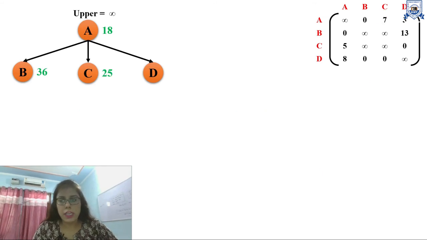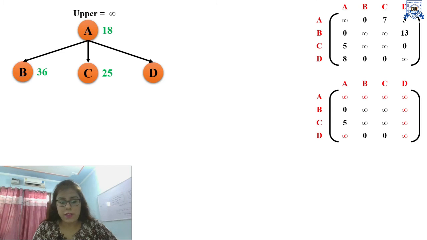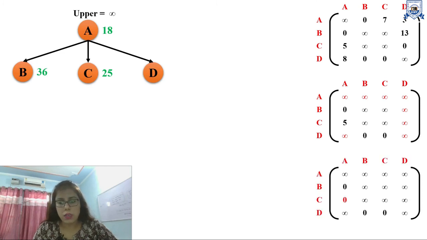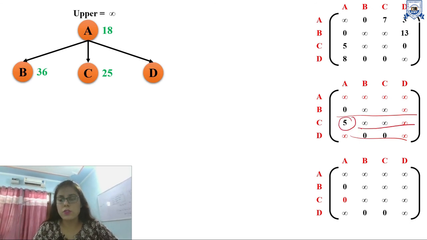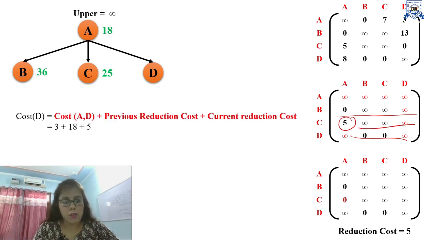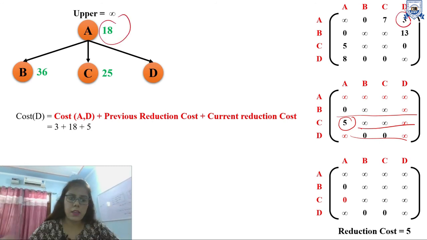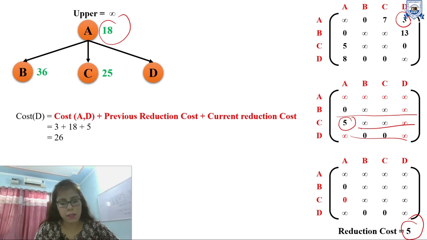Now for D, we have to make the entries infinity. Again, there is no need of reduction in this row and this row, but I have to reduce this row. I have to reduce 5 for this row. So the reduction cost is 5 here. Now we'll calculate the cost. So this cost will be 3 plus 18 plus 5, right? So this cost is 26.